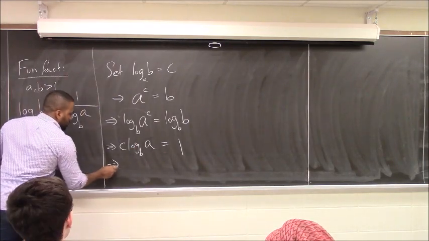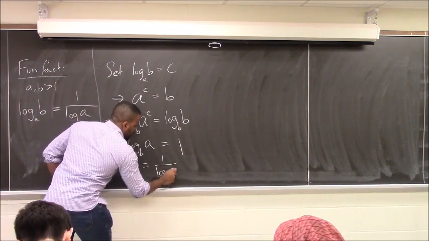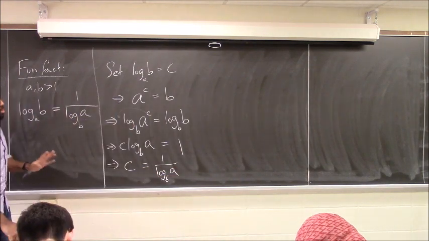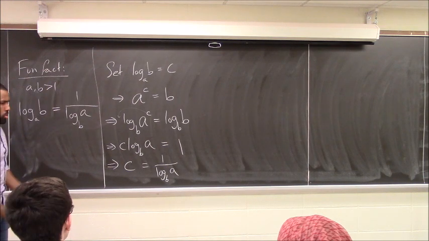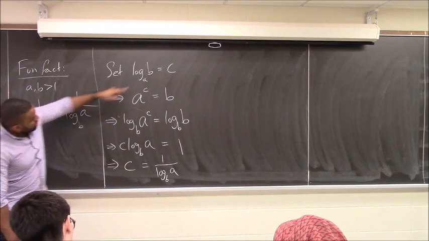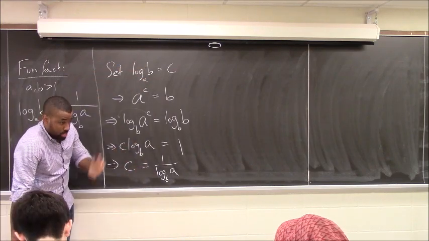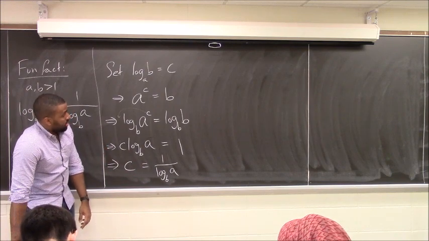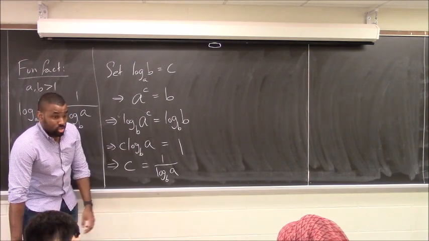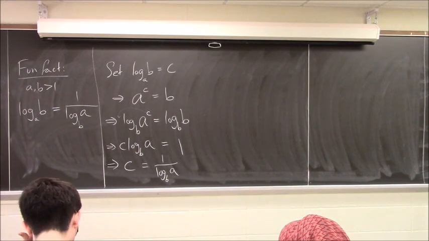And so I can now solve for c by dividing by log to the base b of a. We're not taking log of 1 at any point because these are bigger than 1, so we don't have to worry about dividing by 0 or anything like that. And so you can see c is equal to log to the base a of b, but it's also equal to 1 over log to the base b of a. So you can swap the base and the thing being logged, and it's equivalent to taking the reciprocal of the first log. So that's very convenient.